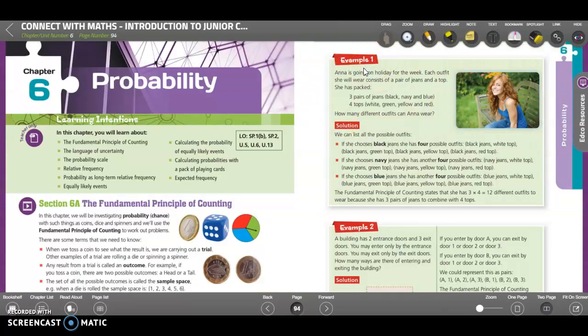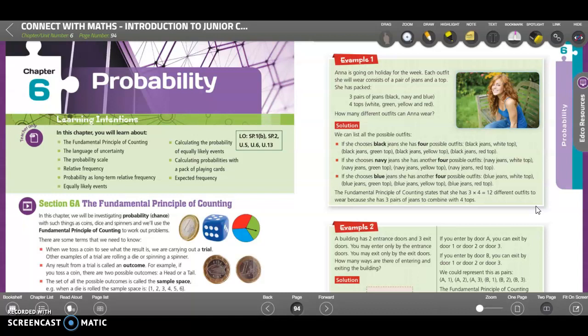So say Anna is going on holidays for a week. She's picking outfits and she has brought 3 pairs of jeans and 4 tops. How many different outfits can she wear? Well, she's got 3 choices of jeans and 4 choices of tops. So when she combines those, she has 3 multiplied by 4, 12 possible outfits combining a pair of jeans and a top. Okay, so that's what the fundamental principle of counting is about. It's about combining choices like that.